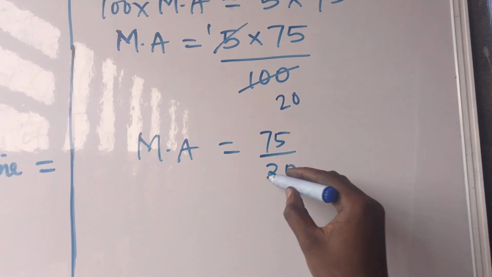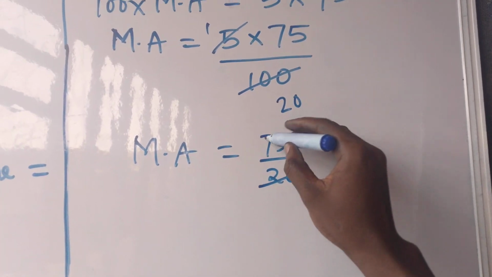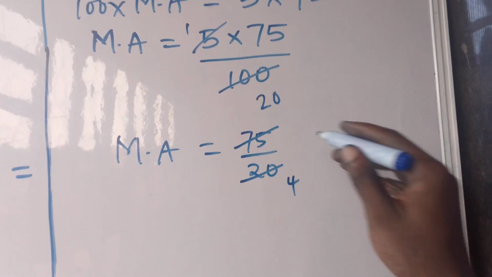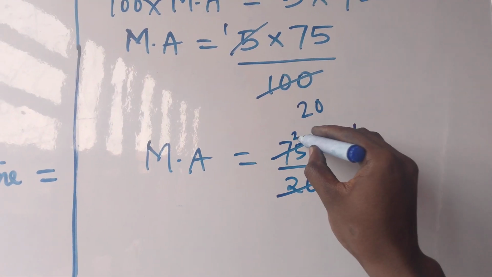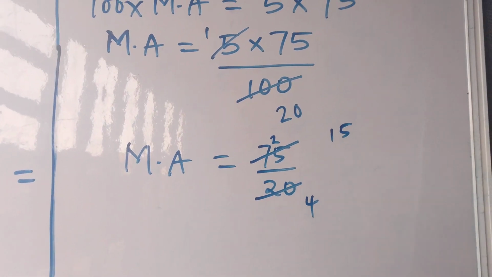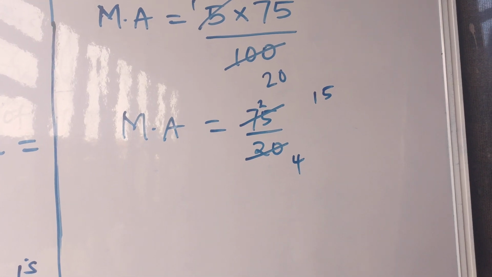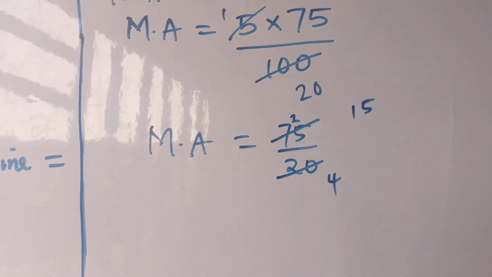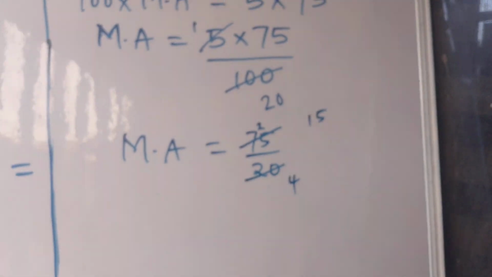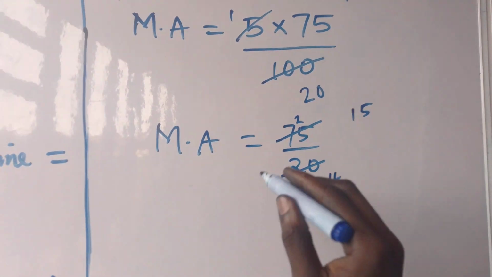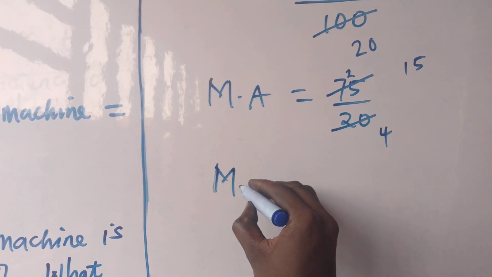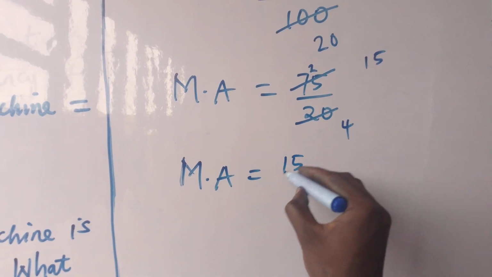That will be, 5 can go, you have 4. 5 going into 7 is 1, remainder 2. 5 into 25 is 5. So my mechanical advantage is equal to 15 over 4.